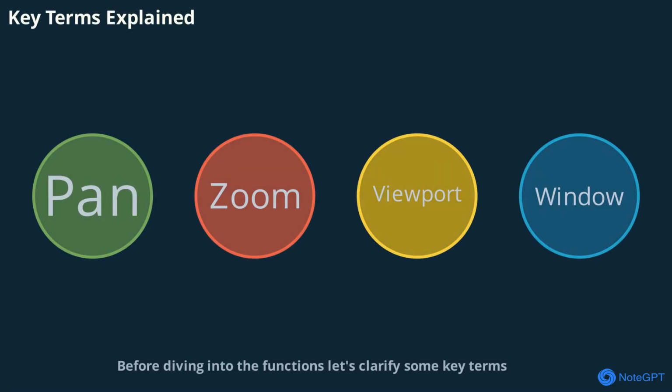Before diving into the functions, let's clarify some key terms. Pan refers to moving the view in a specific direction, allowing you to shift focus across your drawing. Zoom in brings you closer to details, while zoom out gives you a broader perspective. The zoom factor lets you enlarge or reduce the view by a precise degree. Viewport is a section of the drawing window with its own independent view, and window is an imaginary rectangle used to select areas for enlargement. These terms are fundamental to understanding and using view display functions effectively.